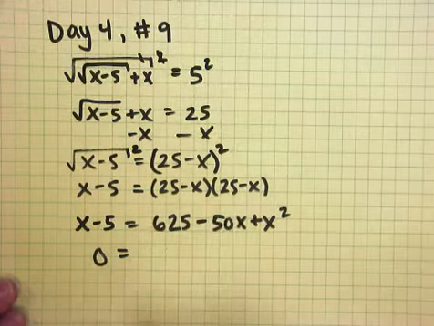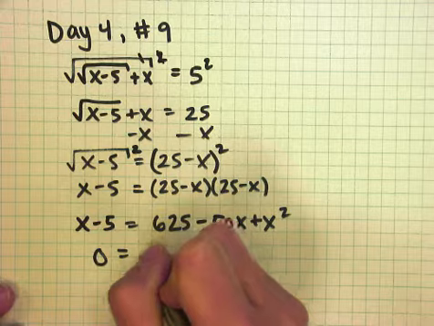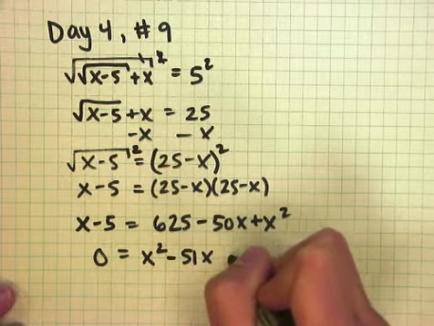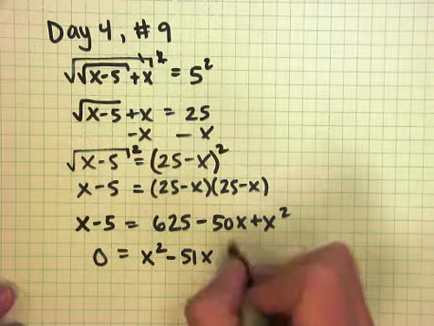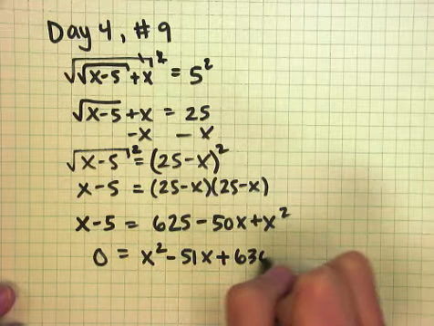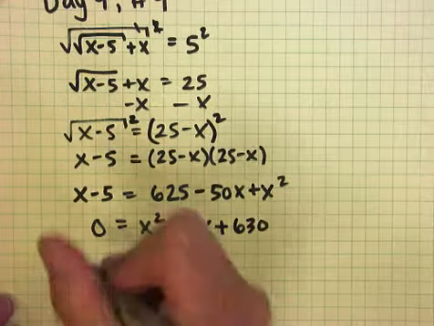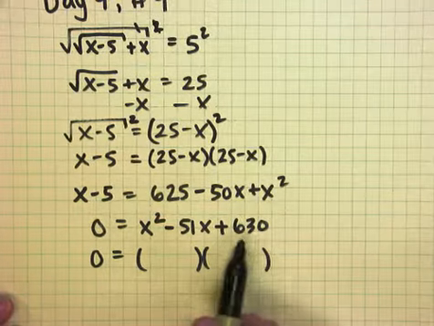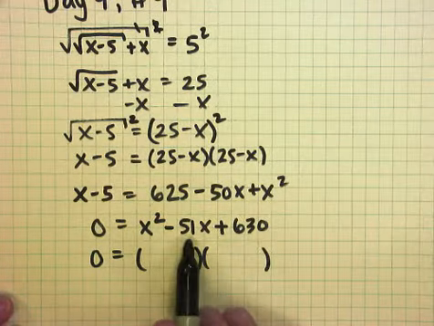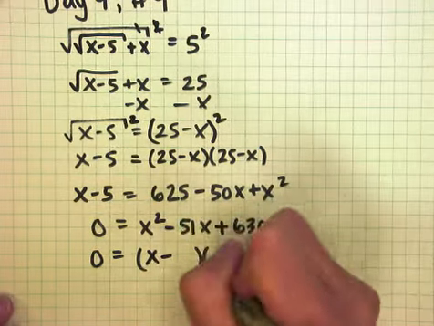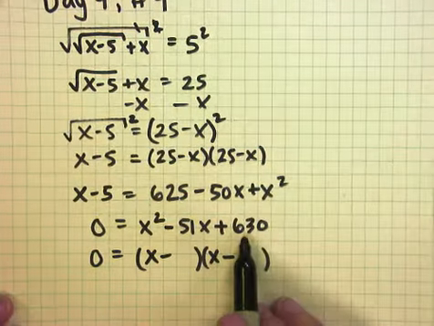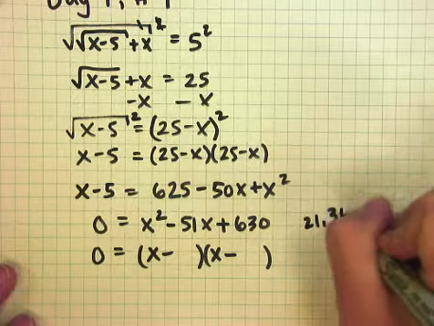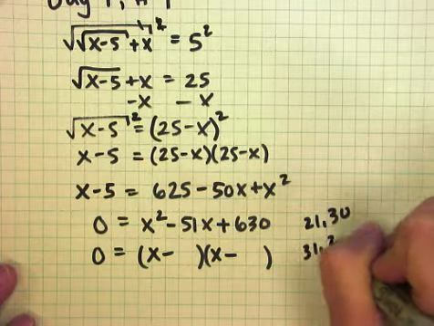Now, when I get 0 on one side and rewrite it so it looks like a normal quadratic, I have a positive x squared, I have a minus 51x, and when I add 5 here, I get a plus 630. Probably the fastest way to solve this is to factor. We're looking for two numbers that multiply to 630 and add to 51. They've both got to be minus signs, since it's a negative 51 and a positive 630. And I'm thinking probably 21 and 30, or 31 and 20 look likely.